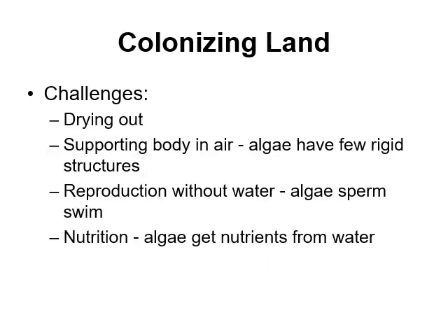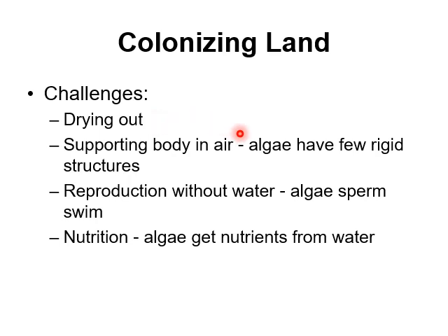However, there were also some challenges for those first very early plants, right? One challenge is drying out. Green algae that live in the ocean don't have to worry about drying out because they are submerged in water. So those early first plants had to evolve structures to prevent themselves from drying out now that they were in air. And we'll talk about what they did in order to do that.